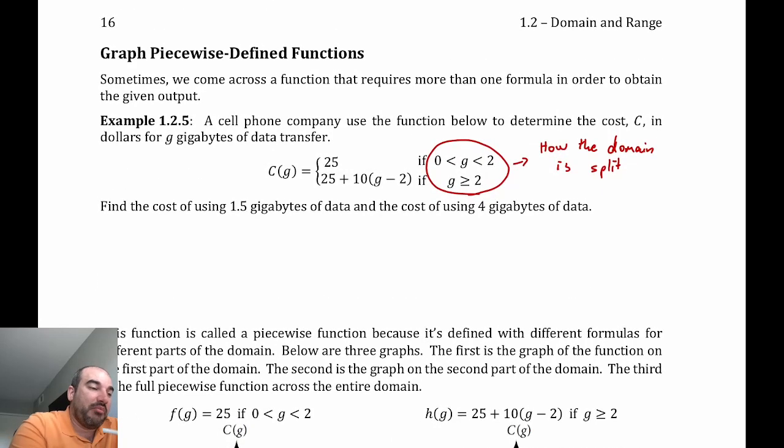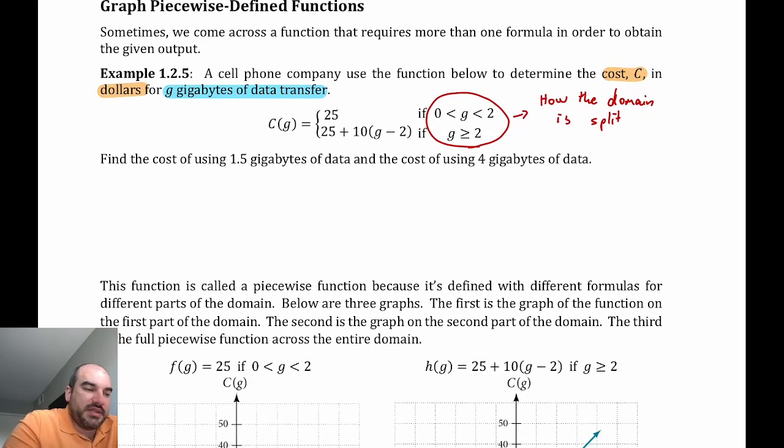If we were to try to plug in numbers into this piecewise function, let's read through this. A cell phone company uses the function below to determine the cost C in dollars for G gigabytes of data transfer. So we have our inputs and outputs. Our inputs are G gigabytes of data transfer, and our outputs are cost C in dollars. And so there's a different rate for 0 to 2 gigabytes, which is just 25 flat, versus more than 2 gigabytes of data used, where they start charging based on this function here. Okay, so that's how you would interpret this function.